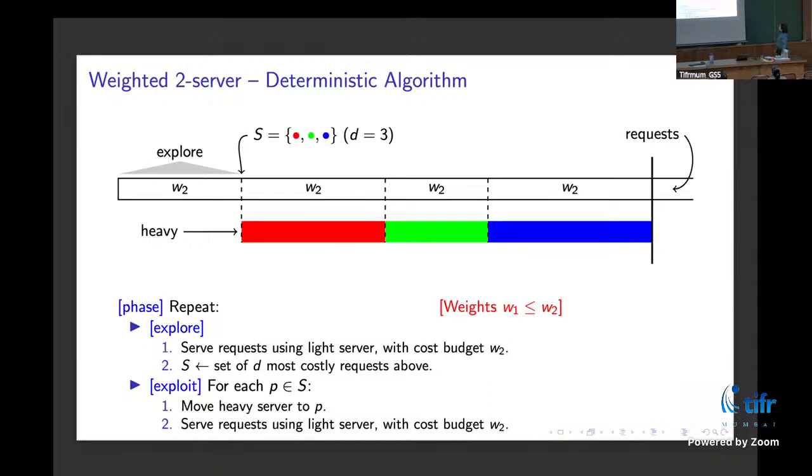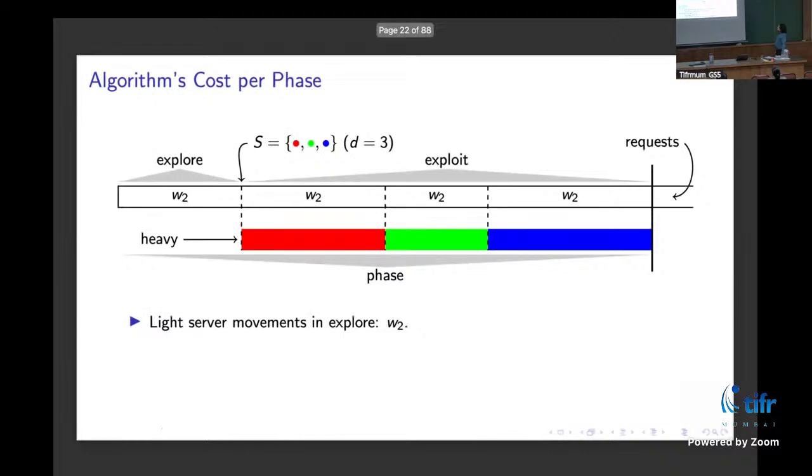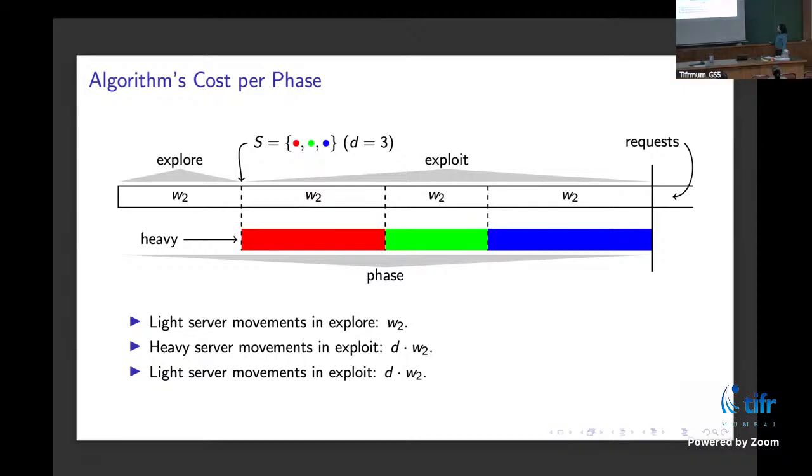So how much are we paying for every phase? It's a simple calculation, right? In the explore part, we are paying a cost of W2, only by the movement of the light server. In the exploit part, we are moving the heavy server D times, because we are shifting from the red page, then to the green page, then to the blue page. So that costs us D times W2. And after each of these movements, we are spending a cost of W2 on the light server. So the total cost in the phase is going to be 2D plus 1 times W2.